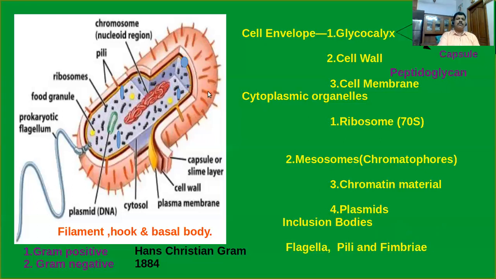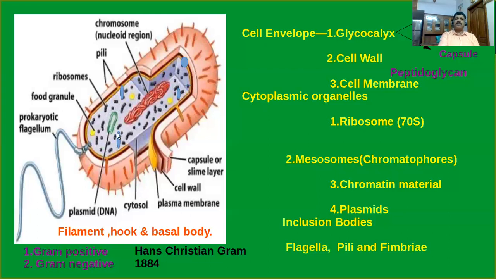Dear students, one more thing I have to discuss: bacterial cells can be broadly classified into two categories based on a staining procedure, that is, the response of bacteria to a staining procedure. Do you know what a stain is? I hope you have heard about a stain. A stain is a coloring substance we use for observing biological things, especially cells, through the microscope.